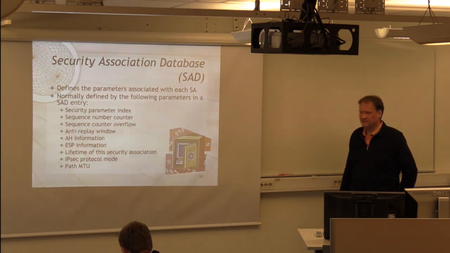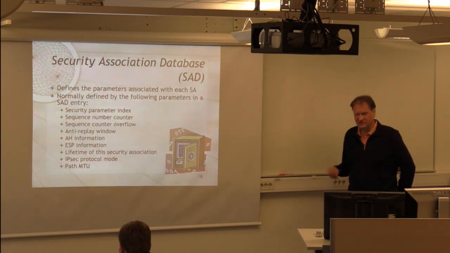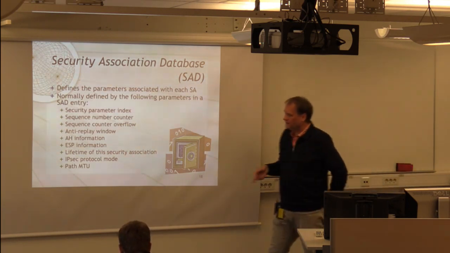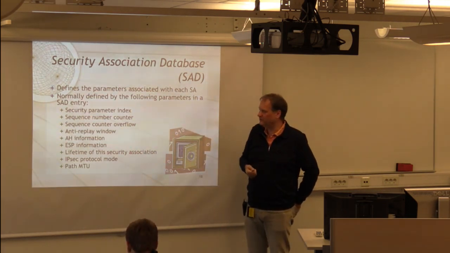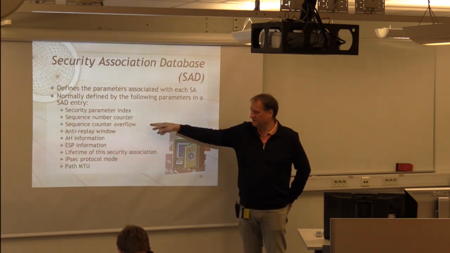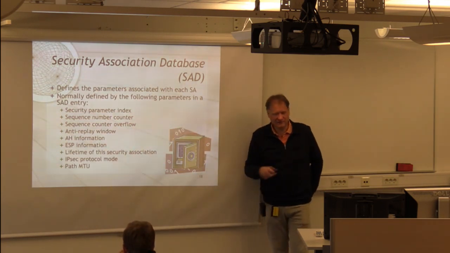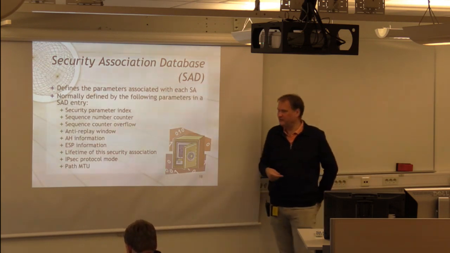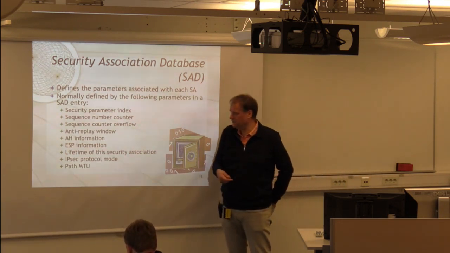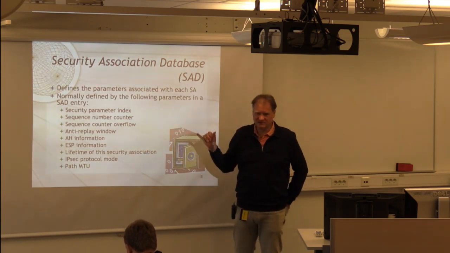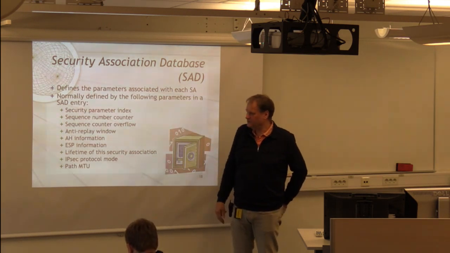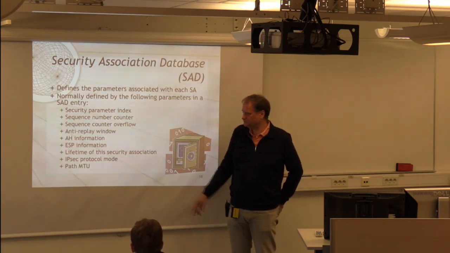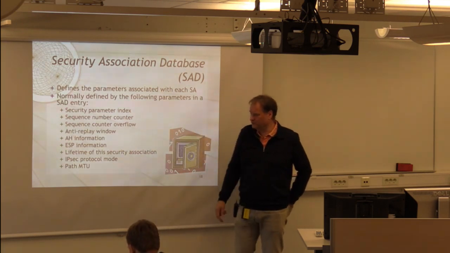And then we have a number of fields associated with each security association to manage it. We have a sequence number, so we can know about all the packets and where they belong in the sequence. We have an overflow here, so we can handle if we reach the end of it. Then we have to renegotiate the security association. That is needed because we have a limited size of that field to handle it. We have an anti-replay window, so we don't accept old packets. We have information about the protocols we're using.